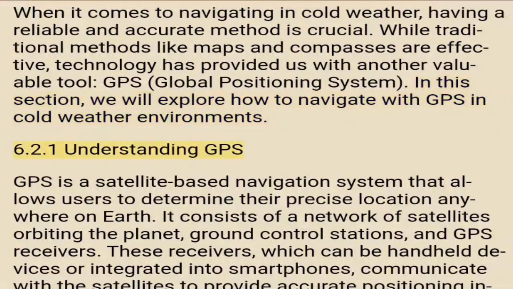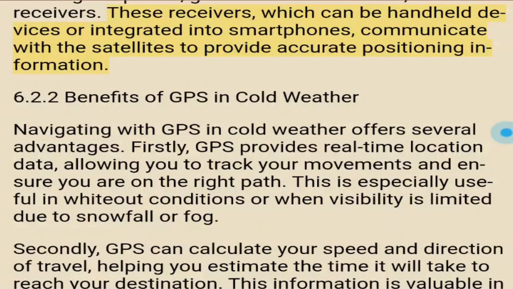6.2.1 Understanding GPS. GPS is a satellite-based navigation system that allows users to determine their precise location anywhere on Earth. It consists of a network of satellites orbiting the planet, ground control stations, and GPS receivers. These receivers, which can be handheld devices or integrated into smartphones, communicate with the satellites to provide accurate positioning information.